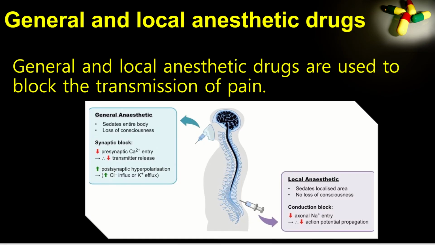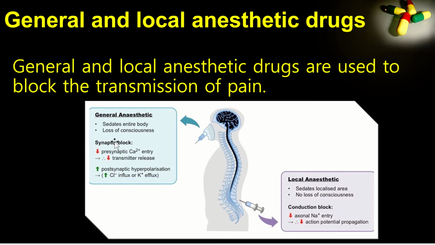So general and local anesthetic drugs are used to block the transmission of pain. So if you're doing a surgery, you definitely need to block the transmission of pain. So you may have guessed that the general anesthetic sedates the entire body and you have loss of consciousness, while the local anesthetic sedates a localized area and so you don't have a loss of consciousness.